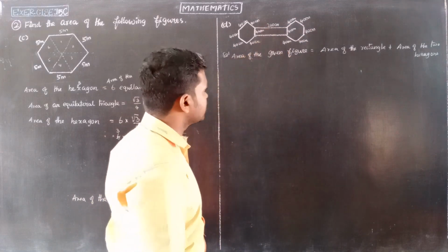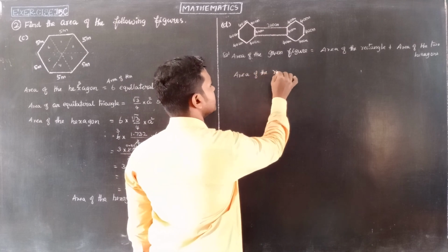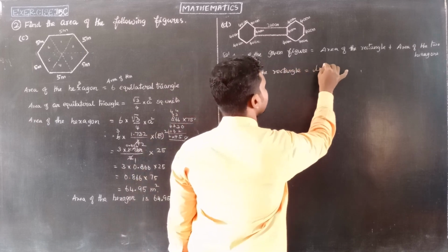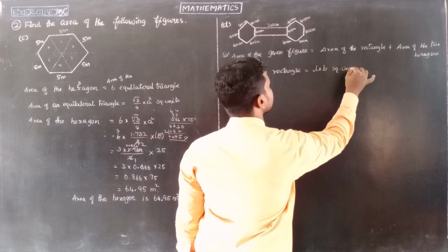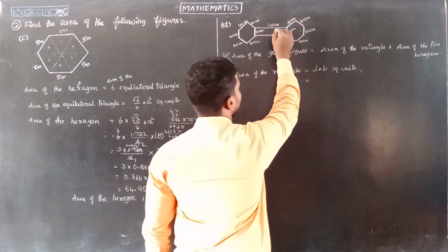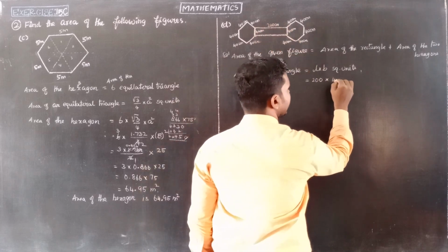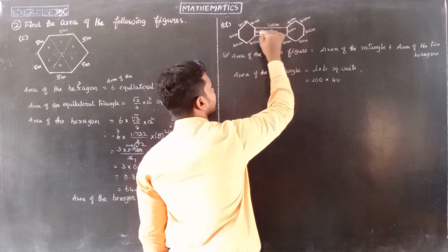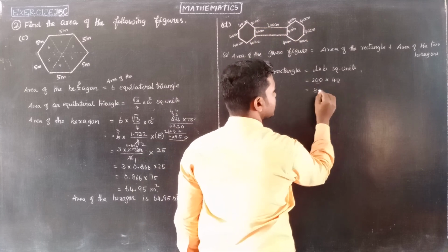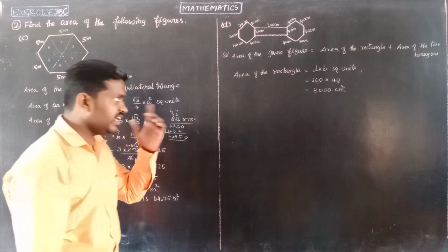Let's first find the length and breadth of the rectangle, and then the area. Area of the rectangle is equal to L into B square units. Here the length of the rectangle is 200 and the breadth of the rectangle is 40 cm. So 2 4s are 8, plus 2 zeros, so 8000 centimeter square. This is the area of the rectangle.